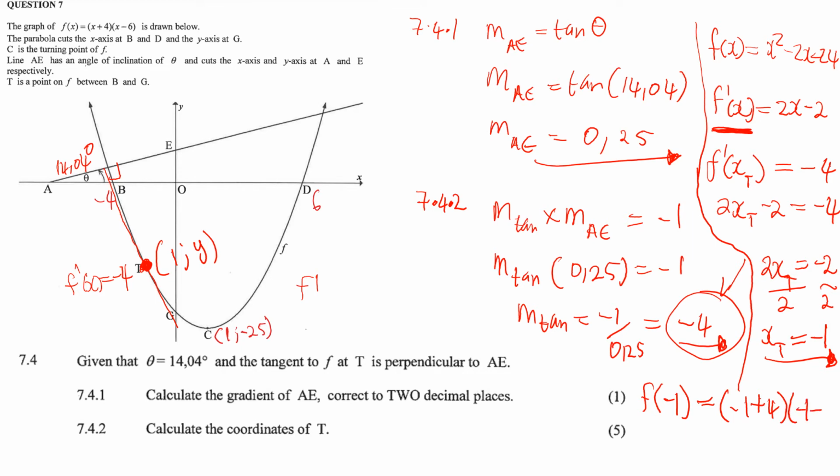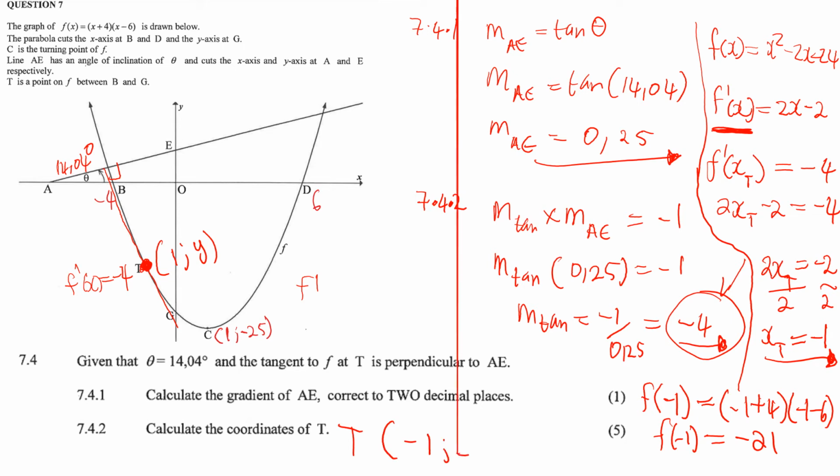All right, so that's how simple it is. We got x, then to solve y, we just go back to the equation, substitute -1, and solve for y. So when we solve for y, it is equal to -21, meaning that the coordinate of t is -1 and -21.